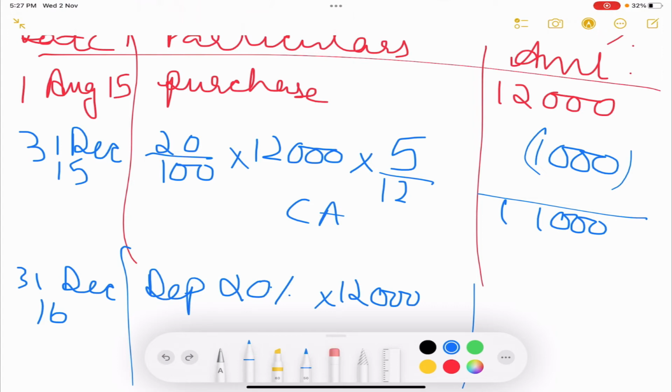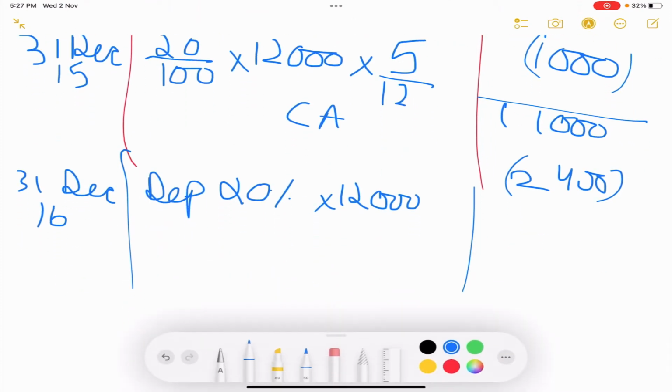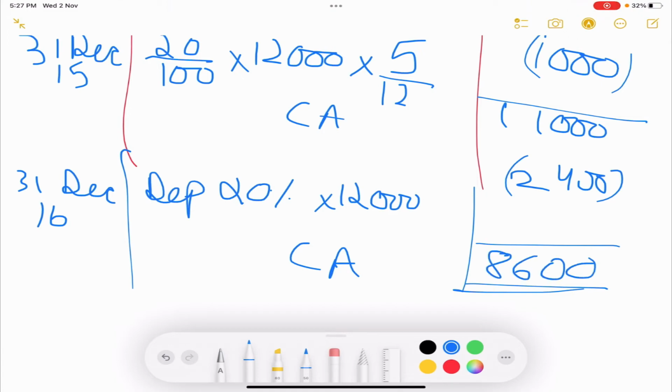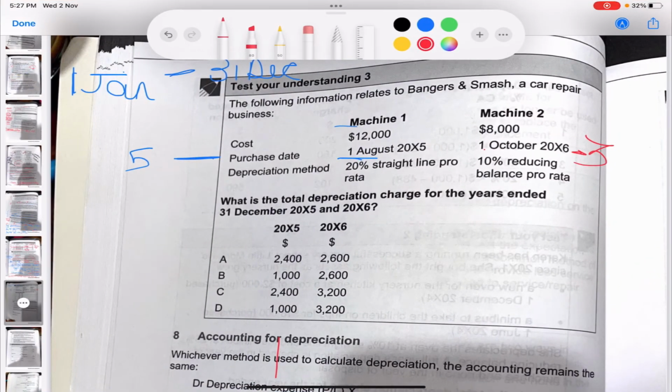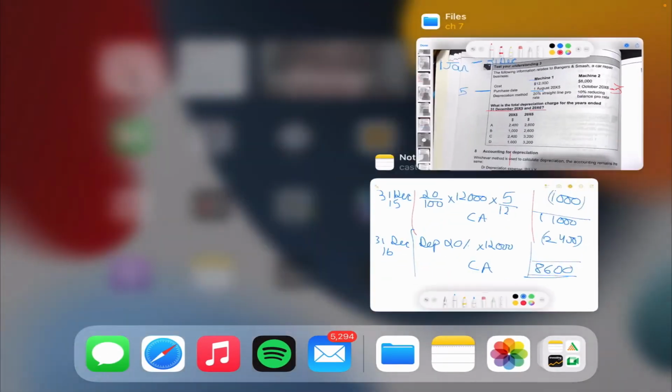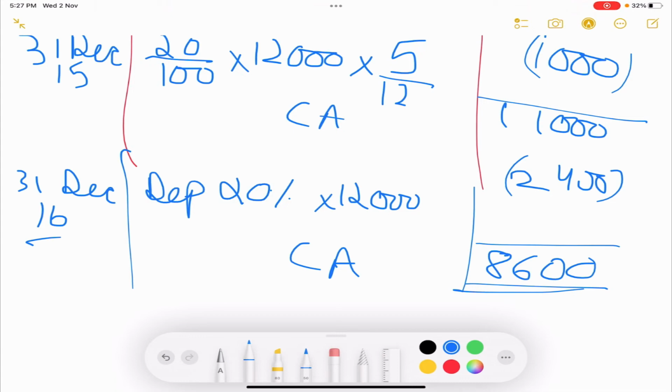So 20% on 12,000, which is 2,400, and the carrying value would be 11,000 minus 2,400, which would be 8,600. So what is given in the question? Moving back, we need to calculate the total depreciation on 31st December 15 and 31st December 16, right? So let's stop here because we calculated 16 and 15 over here.